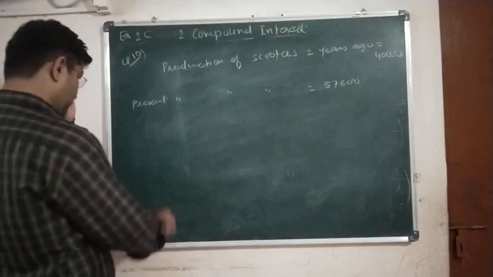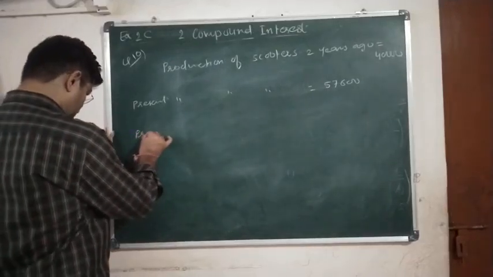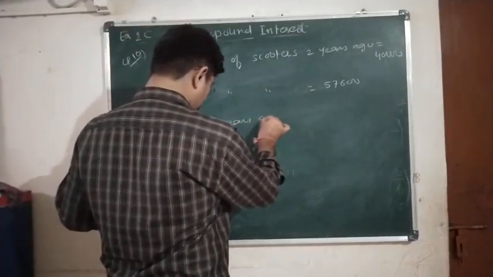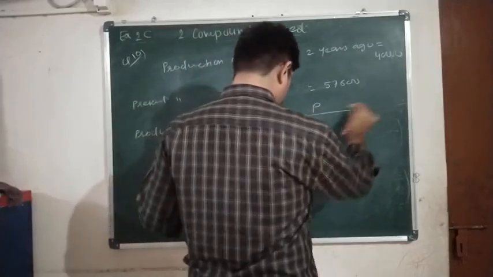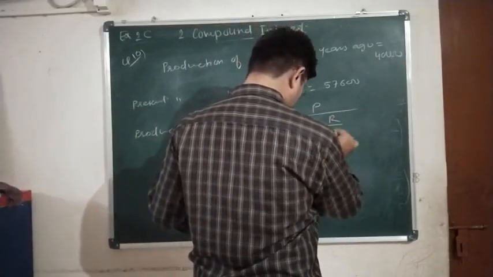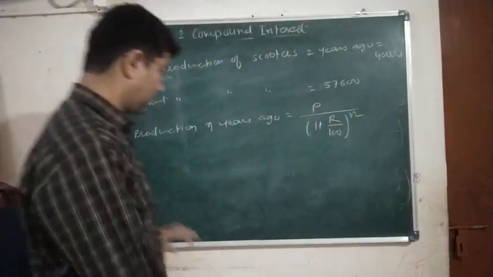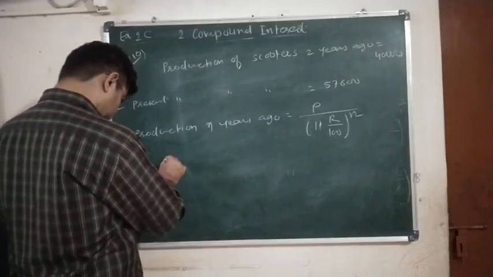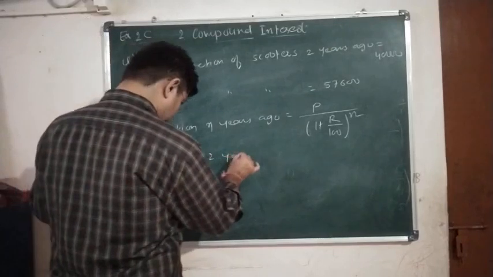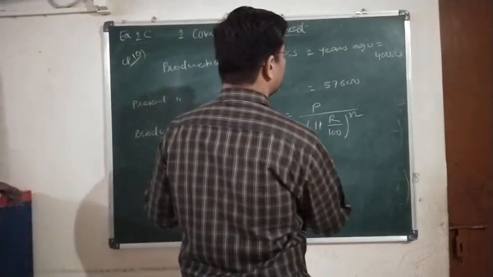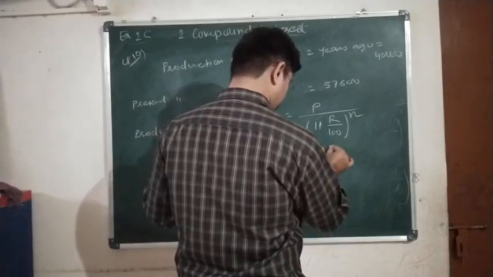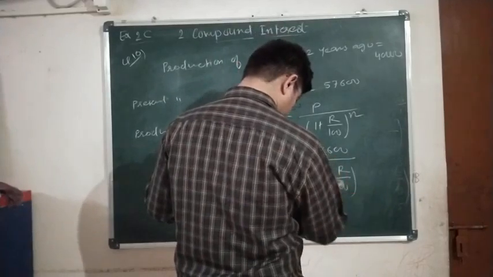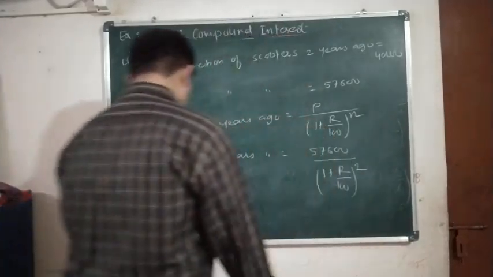So we can use the formula: production n years ago is equal to present production upon 1 plus r upon 100 raised to n. So let us put the formula. Production n years ago is equal to P upon 1 plus r upon 100 raised to n. Now let us substitute the values. Production 2 years ago is equal to present production 57,600 upon 1 plus r upon 100, we have to find r, remember. So keep r as it is and the value of n is 2.